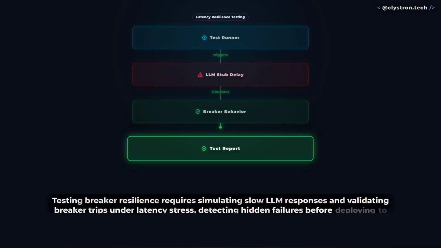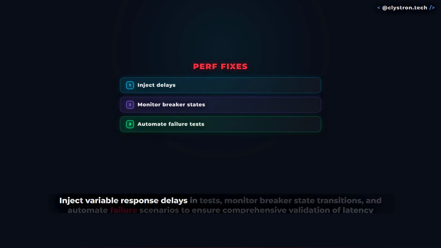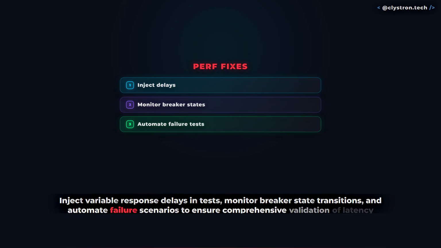Testing breaker resilience requires simulating slow LLM responses and validating breaker trips under latency stress, detecting hidden failures before deploying to production environments. Inject variable response delays in tests, monitor breaker state transitions, and automate failure scenarios to ensure comprehensive validation of latency resilience under diverse LLM conditions.